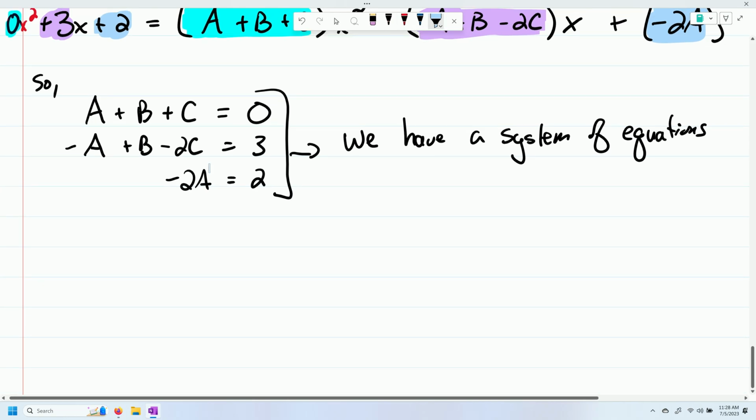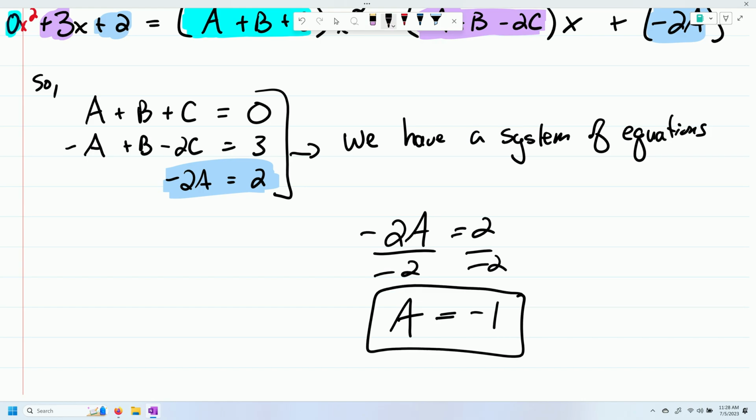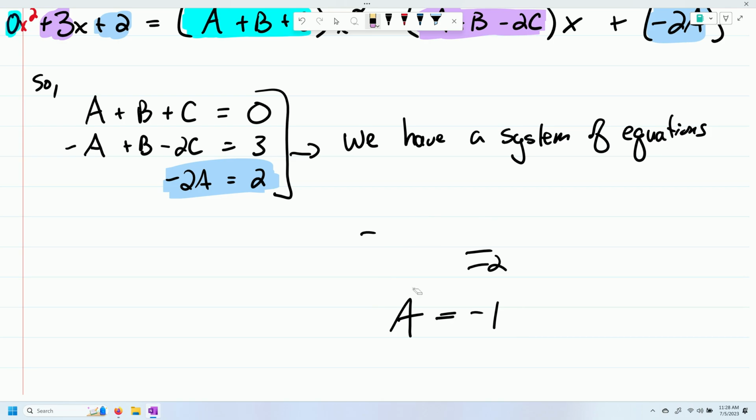For example, right here in this third equation, we know negative 2a equals 2. I'll just divide both sides by negative 2. We already know that a equals negative 1. Which means I can go back up into either of these equations above and substitute in negative 1. And then I have a system of equations with two variables. So you can solve this the long way, but I'm going to show you how to use your calculator to do this. Now remember, we already know a equals negative 1, so we're going to keep that there.